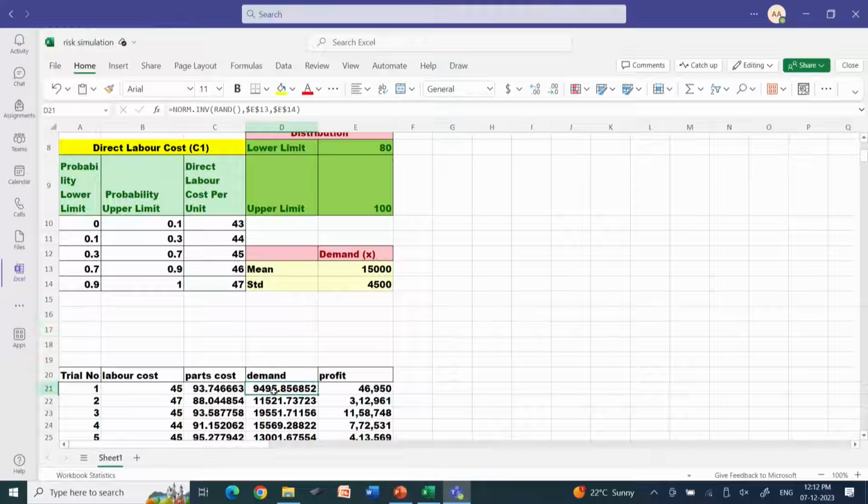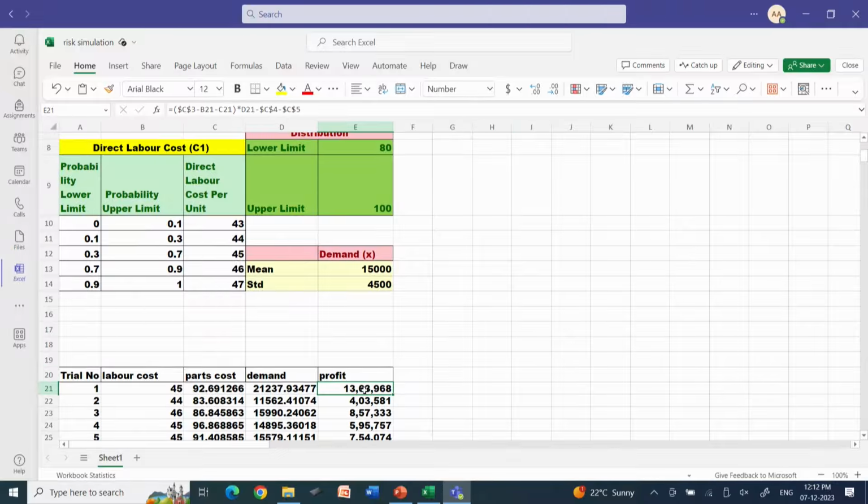The third input is demand. Here, I am going to use the NORM.INV function with RAND, then I have to specify the mean and the standard deviation. Here I got 9,495. When you keep pressing F9, you see that now I got 15,667, now I got 21,243. Now, I have randomly generated the 3 inputs.